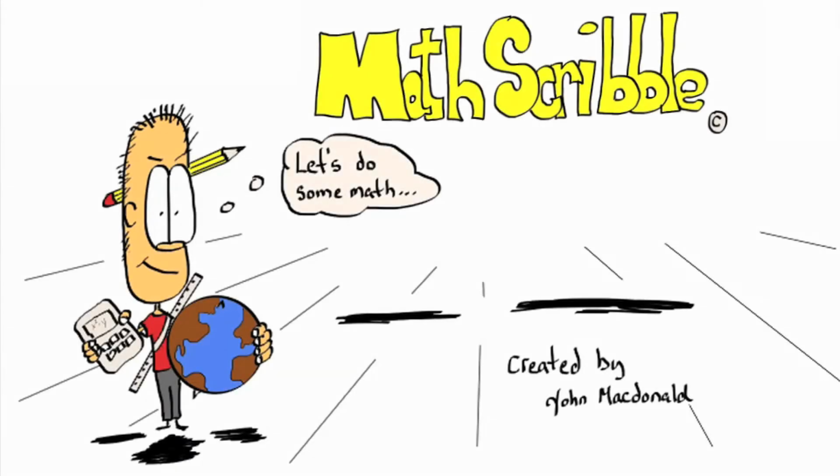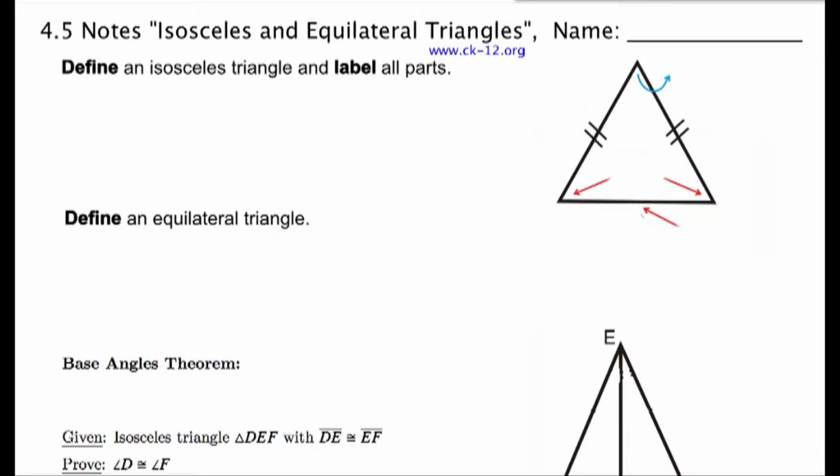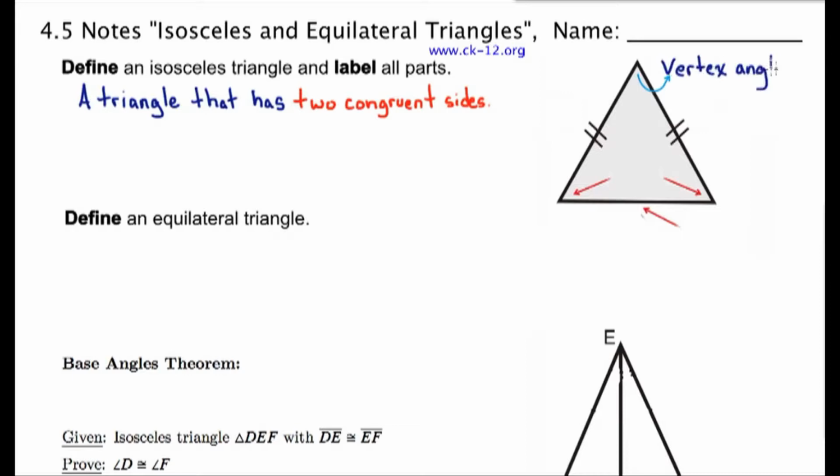In this video, we're looking at isosceles and equilateral triangles. So define an isosceles triangle and label all parts. An isosceles triangle is a triangle that has two congruent sides. It has one vertex, two legs, two base angles, and a base.